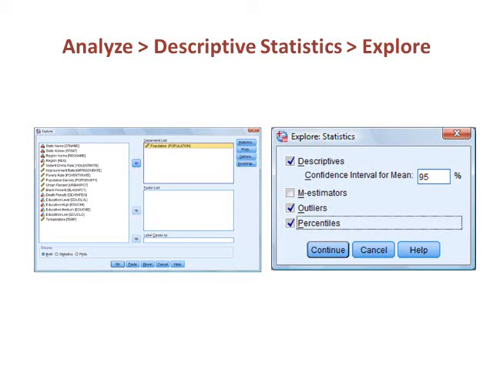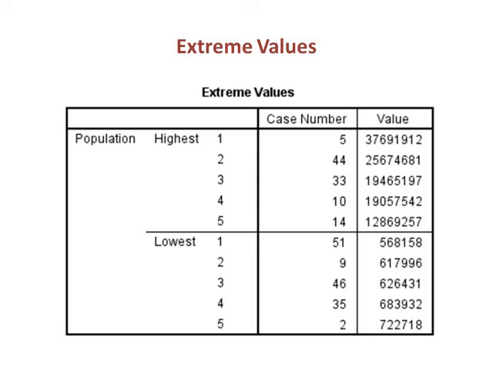To determine whether a point is an outlier, we use the explore command. The use of the explore command was discussed in this video series in the second video on descriptive statistics for numeric variables. Its path in SPSS and PSPP is Analyze, Descriptive Statistics, Explore. In the Statistics option box, we click on the Outliers box as well as the Descriptives and Percentiles boxes that we use with positional measures of central tendency and dispersion. The Outliers box gives us a table titled Extreme Values. This table gives us the 5 highest and 5 lowest values in the distribution.